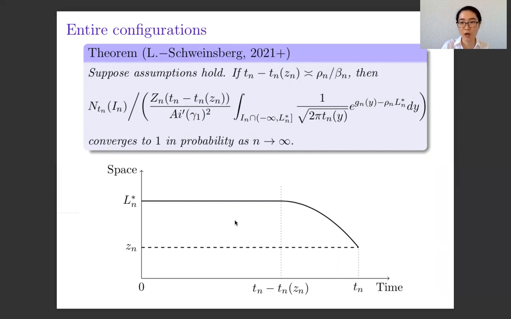The optimal path will follow the trajectory along the right edge up to time t minus t of z, and then drift towards z as a parabola. Therefore, most of the particles in the interval AB at time t are actually descendants of particles that are close to the right edge t of z time units in the past, which explains why the number of particles in AB depends on the configuration at time t minus t of z.